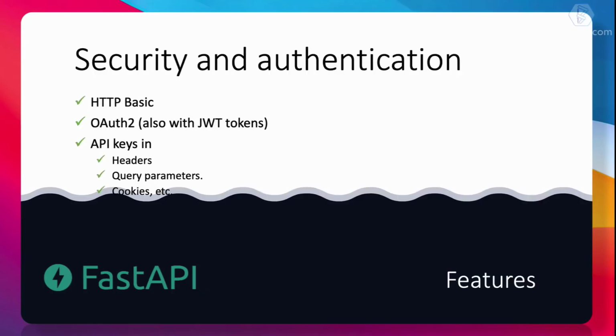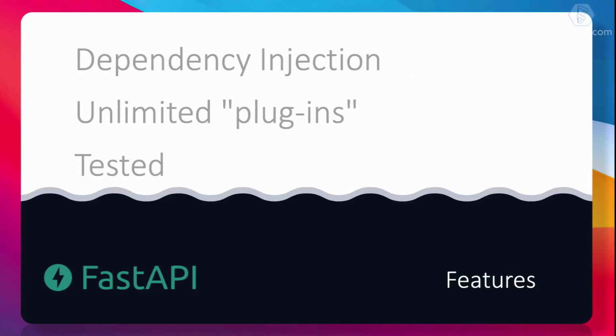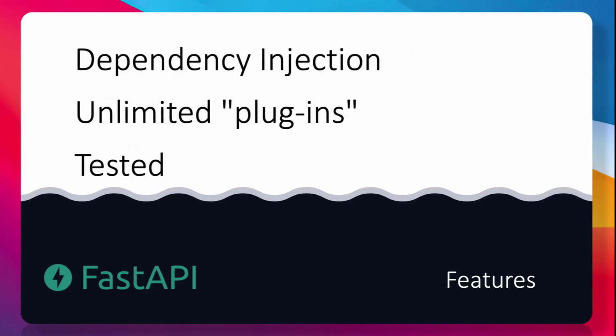The next important feature is security and standards. Yes, FastAPI provides you HTTP Basic security and OAuth2 with JWT tokens. You can send the API token in header, query, cookies, etc. So that's an amazing feature. Other than that, we have dependency injection, unlimited plugins, and testing. You can test your application with no need for any different library. It has its own system; it uses PyTest to test your applications.